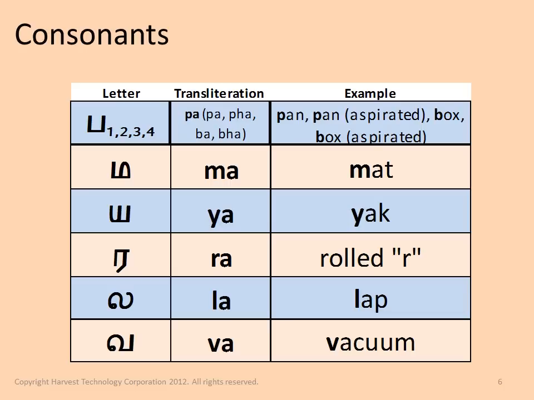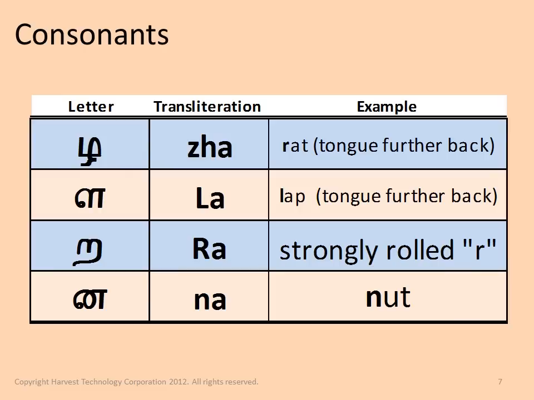The next is r, and this is a rolled R. Next is la, like in the word lap. Next is va, the v sound, like in the word vacuum.